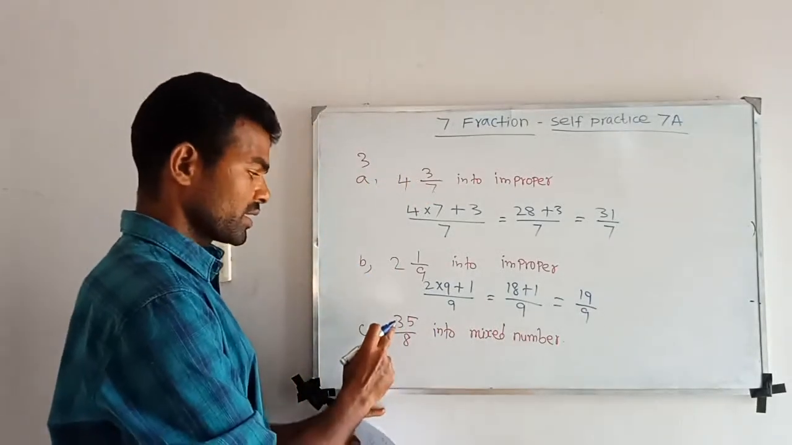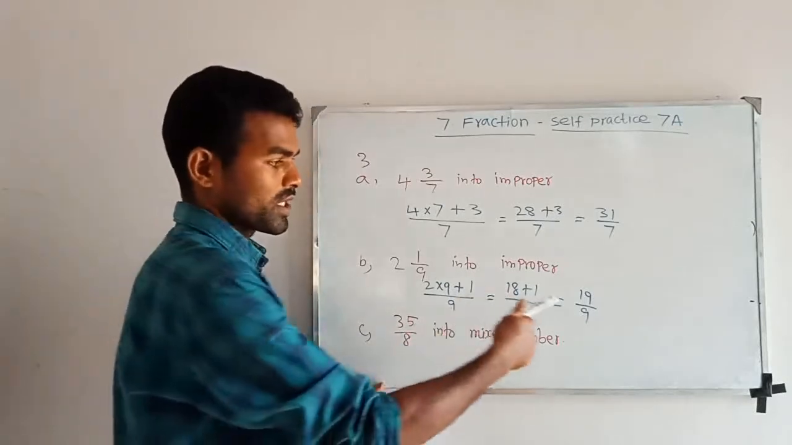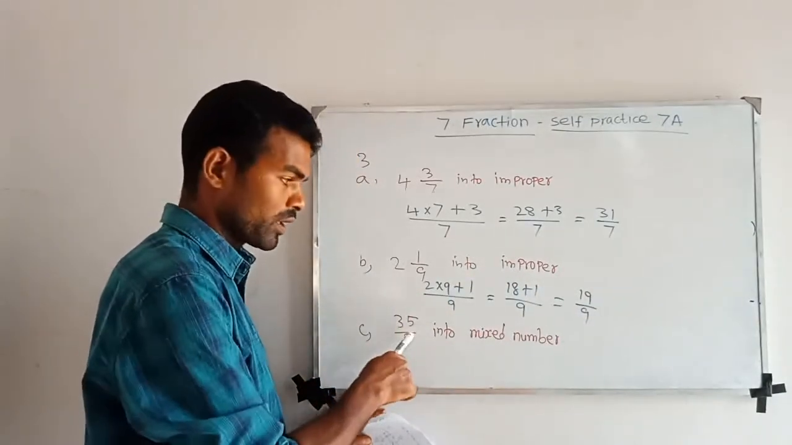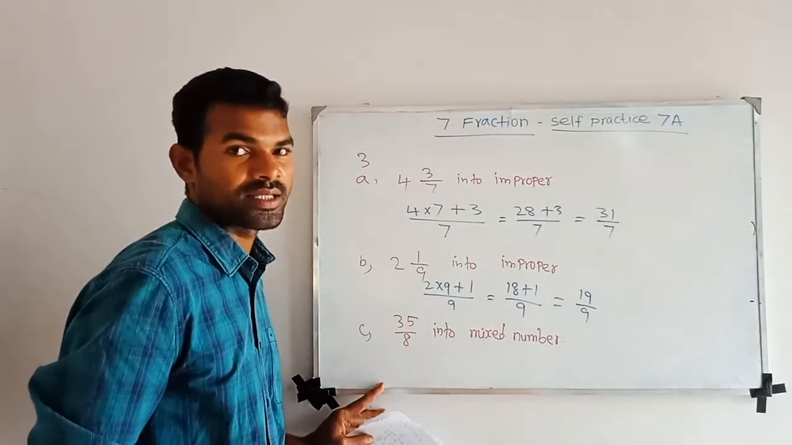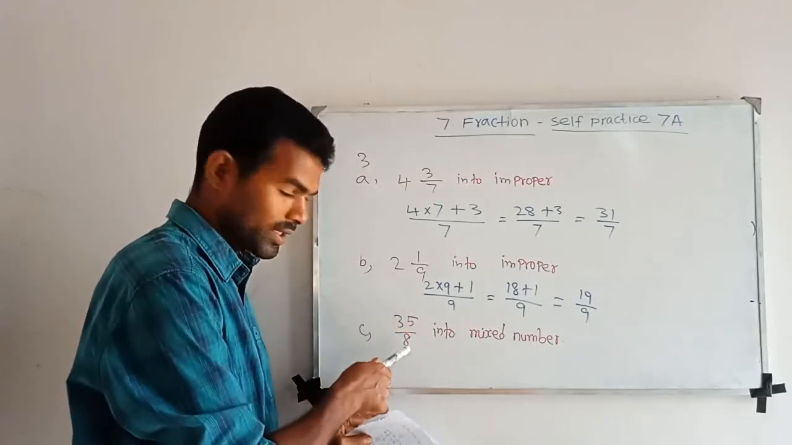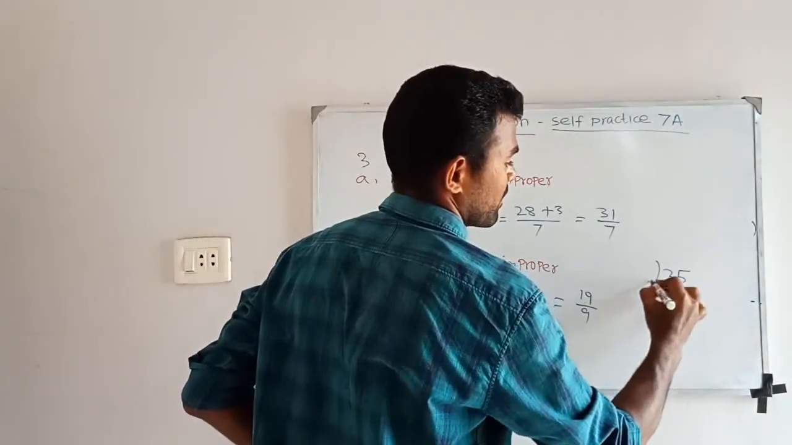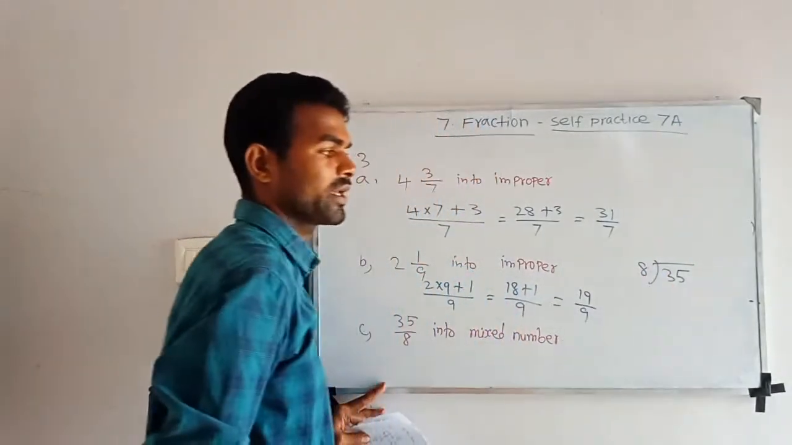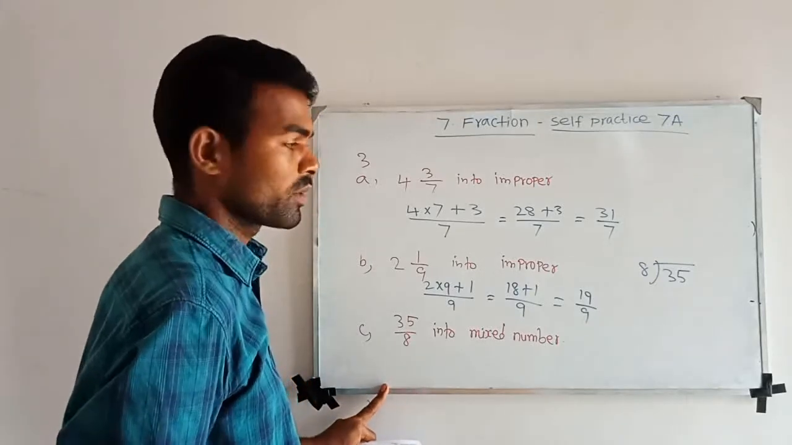See the third question, 35 by 8. Now it is the opposite. Now you have to change from improper into mixed number. It's given: change the improper into mixed number. This also we studied as a concept. Just recollect what we studied. We have to divide the numerator by the denominator. So 35 divided by 8. How many times can we divide by 8?